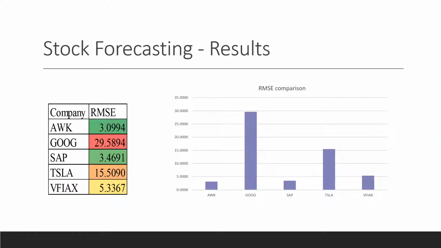So as you can see over here, through the RMSE we are understanding that our model is predicting well for AWK, American Waterworks, and S&P 500. The worst is being performed for Google, with an RMSE of 29.5894, and Tesla is the fourth, and the third is Vanguard.